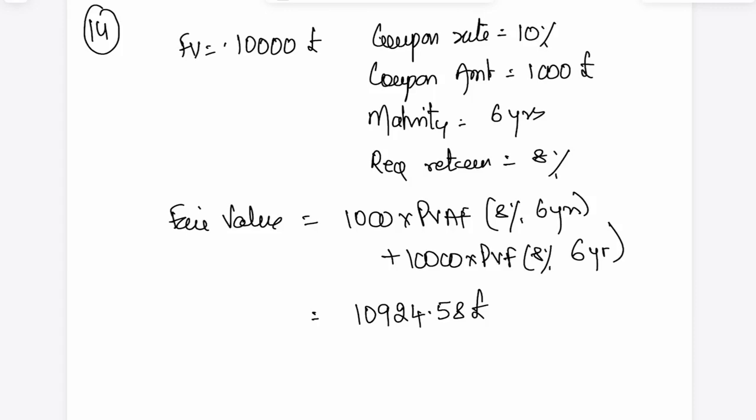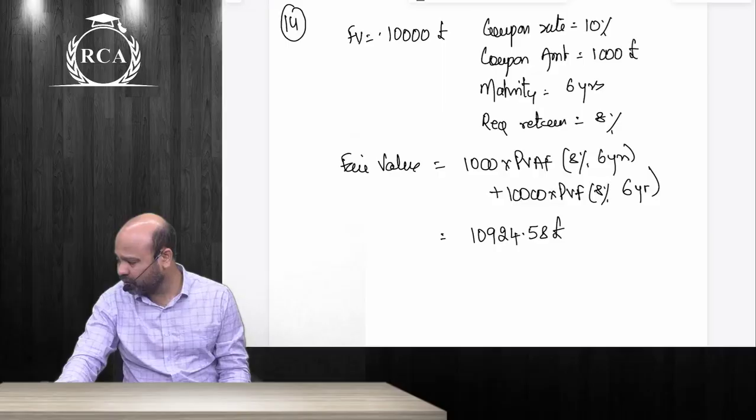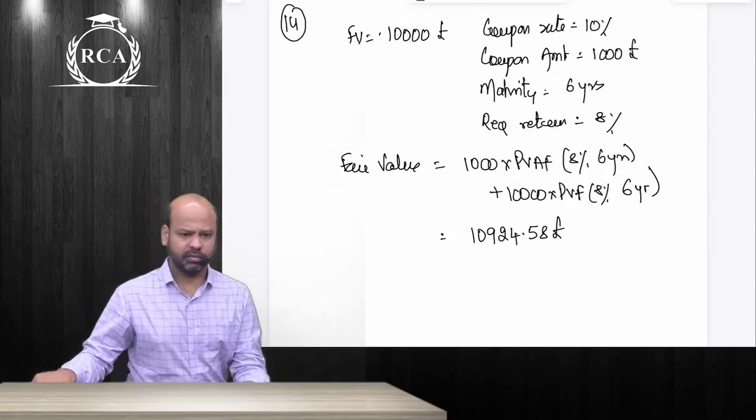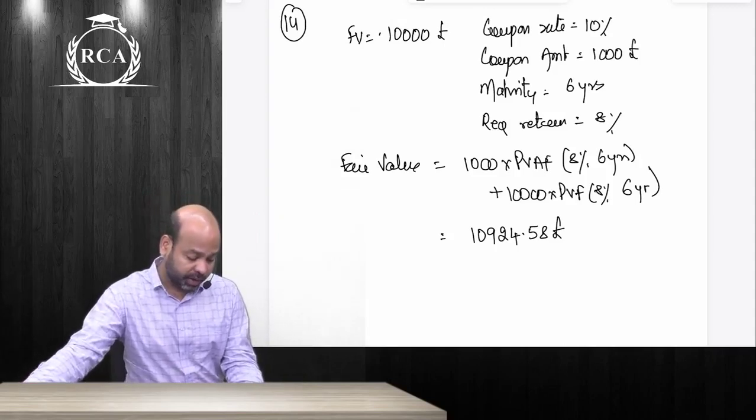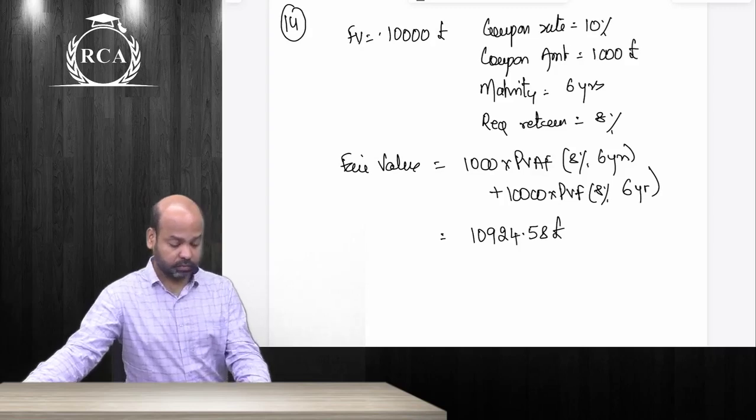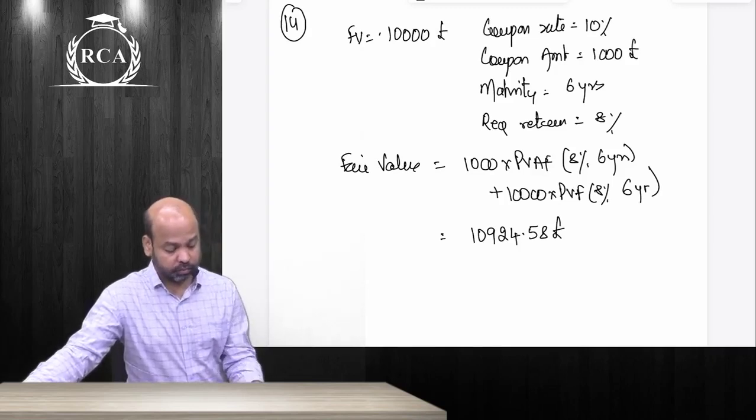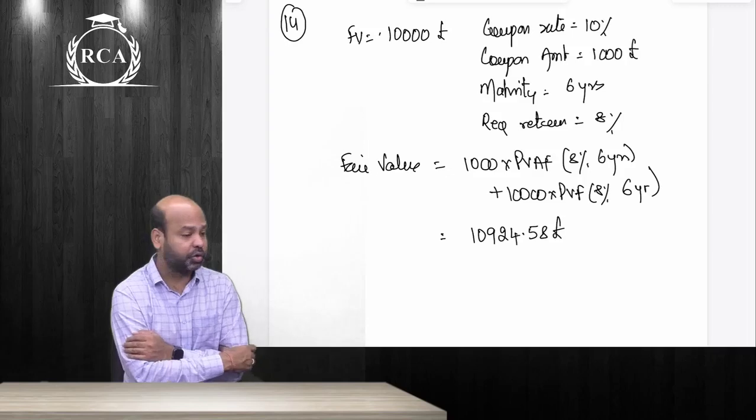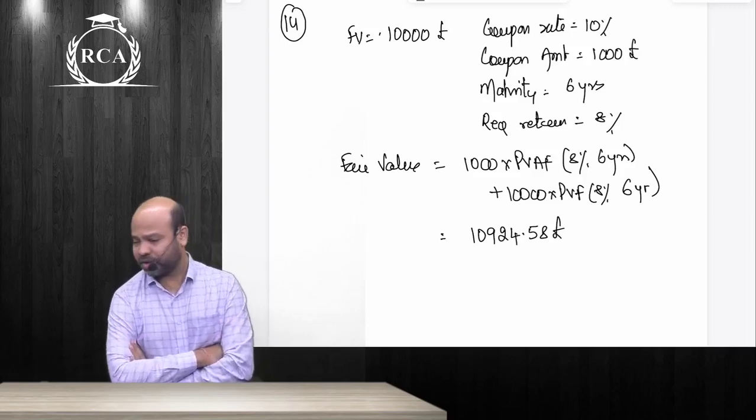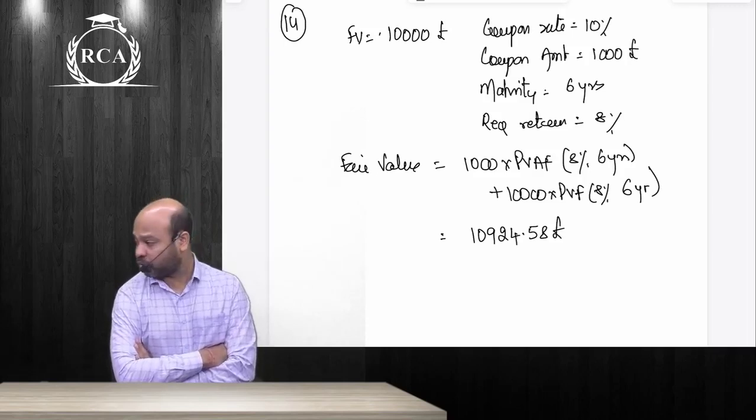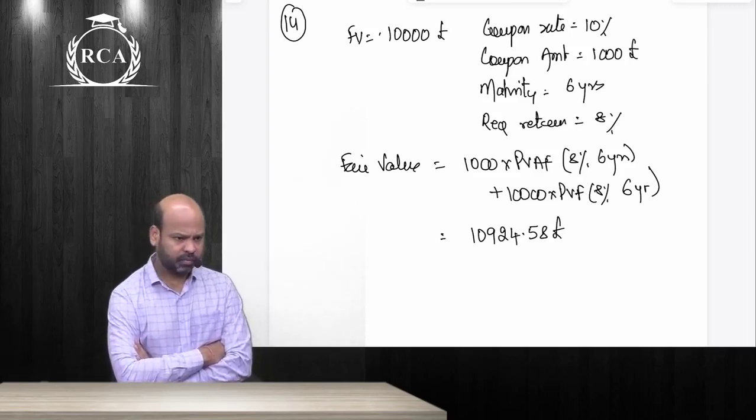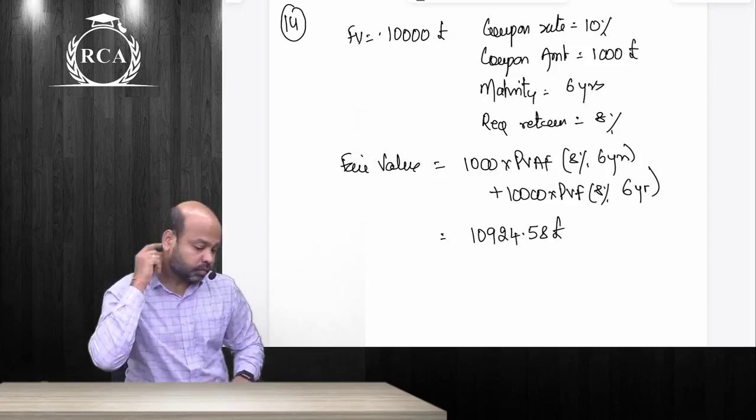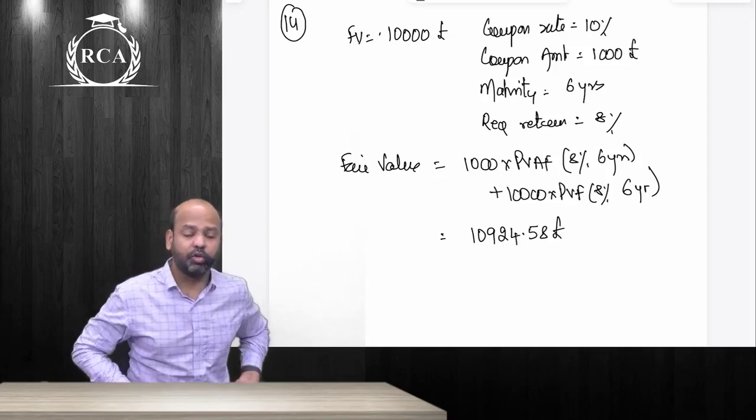The company will want to extend the maturity of the bonds by another 6 years. As the coupon rate is only 10%, and if new bonds are issued, it will have to offer a coupon of 12%. It will have a coupon of 12%.